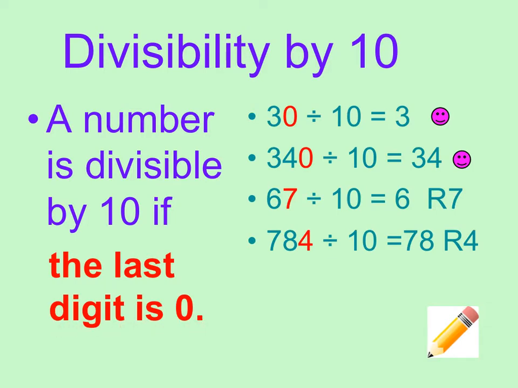0. Looking at these examples, 30 and 340 both end in zeros, so they are divisible by 10. 67 and 784 do not end in 0, so they are not divisible by 10. Pause the video if you need to complete your notes before you move on.